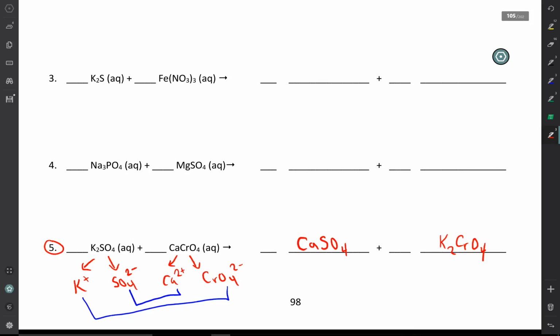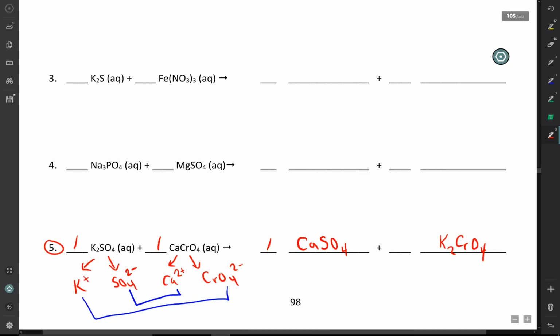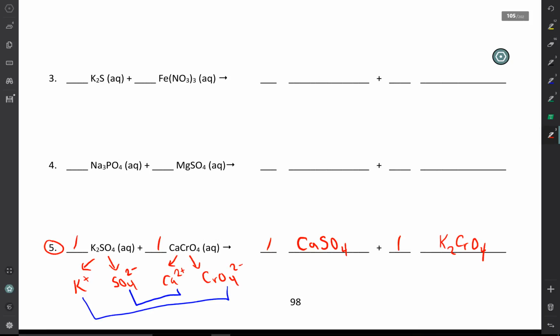Check and see if we need to do anything to balance it. As I look at it, it looks like we're all set with coefficients of 1. I'm going to write them in there, but of course if there's no coefficient in front of the species, in this case the compound, it is implied that the coefficient is 1.